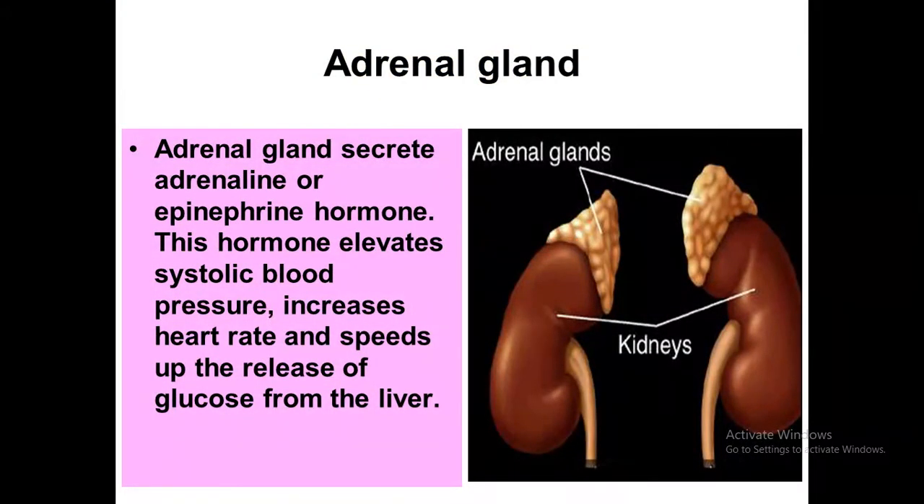The adrenal gland secretes adrenaline hormone, or its other name, epinephrine hormone. This hormone elevates systolic blood pressure, increases heart rate, and speeds up the release of glucose from the liver. So glucose is released from the liver by the influence of the adrenaline hormone.